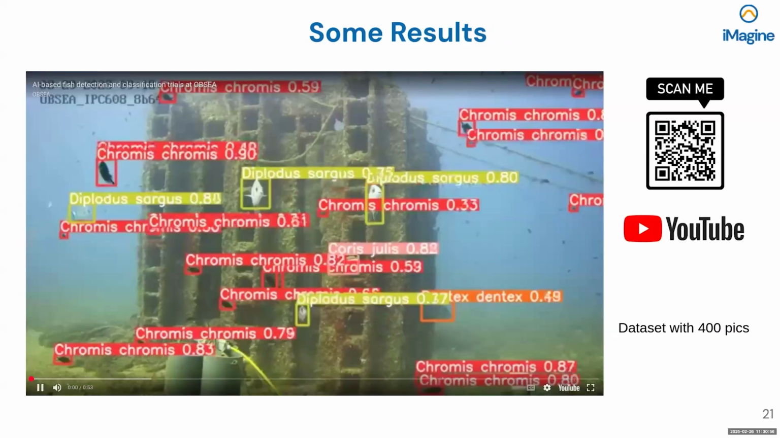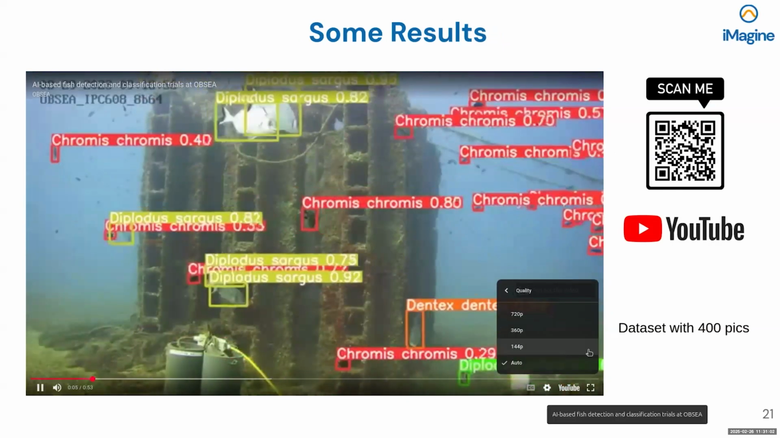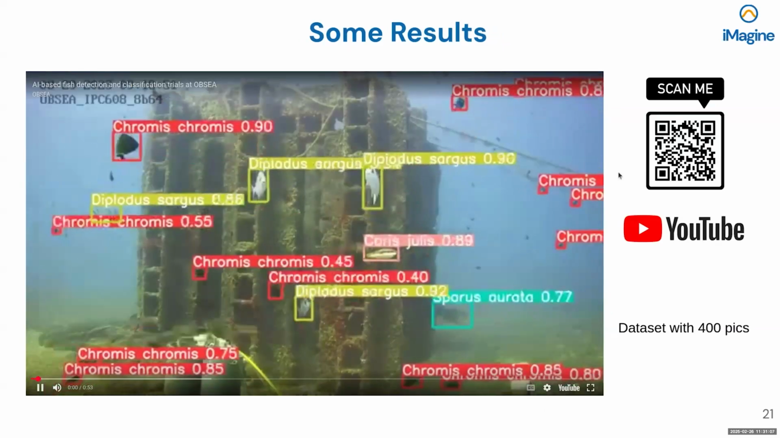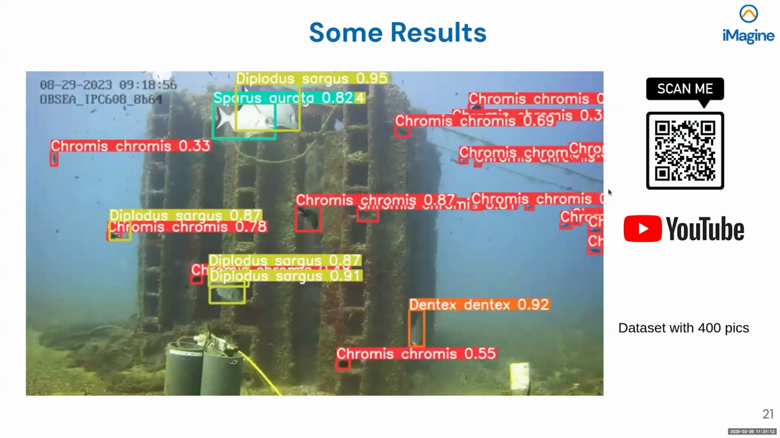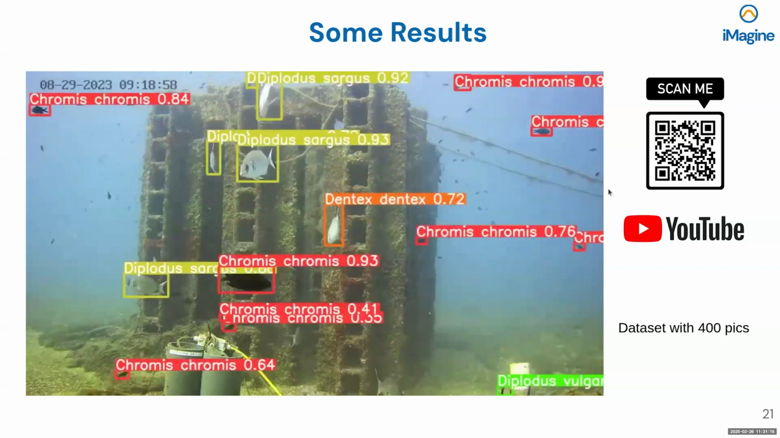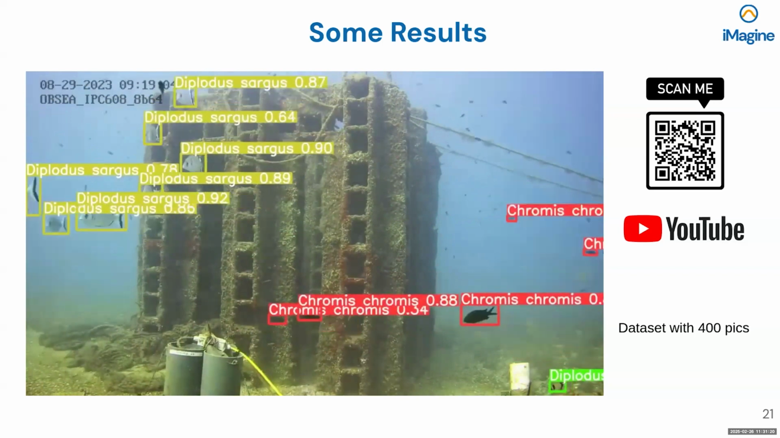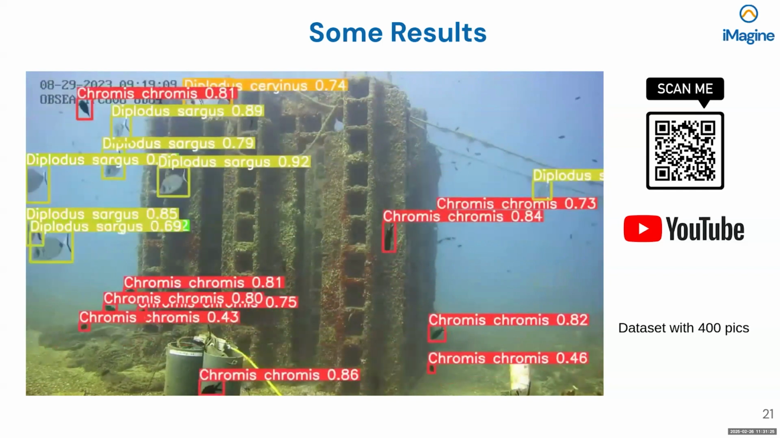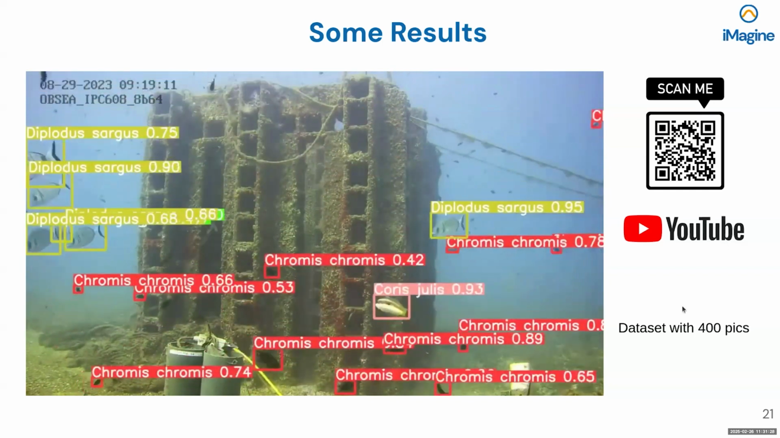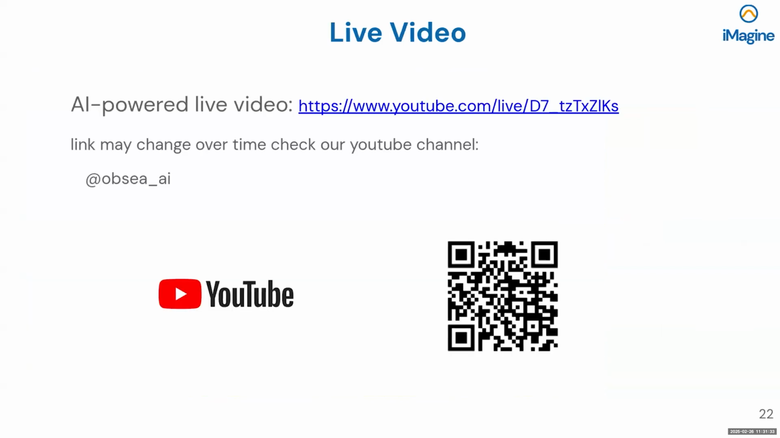Okay, so let's show some results. This is an old video that was one of the first tests. It was quite okay. With just 400 pictures, we could have something like this. We ran the inference on a video offline, and then we have predictions. It detects in every frame all the fish and all the species. It's quite good. We have improved this, and now we have real-time video.